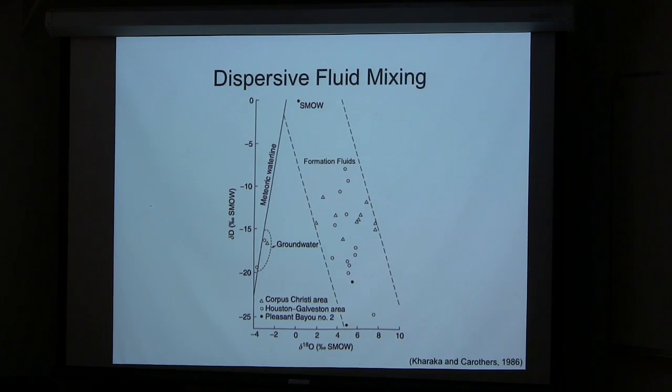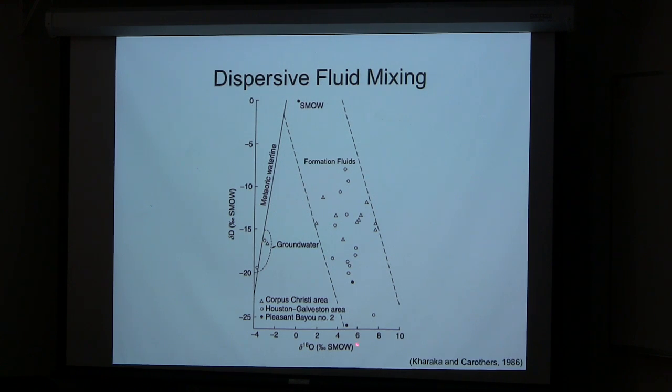So to first examine dispersive fluid mixing, it does seem possible that this Gulf Coast groundwater could be mixing with the brines close to the salt domes. However, a study by Crocker and Carruthers in 1986 shows that the isotopic trends of the formation fluids, plotted here by these dashed lines, do not match up with the trends exhibited by the isotope compositions of these local groundwaters.